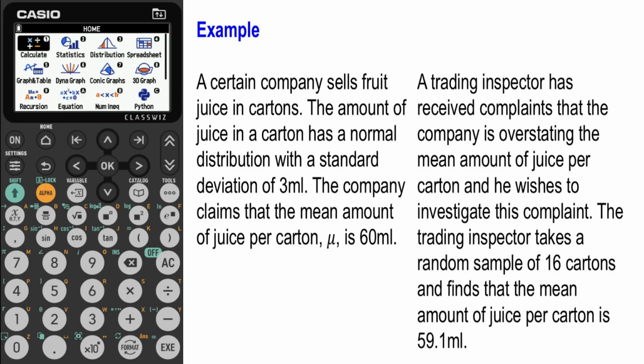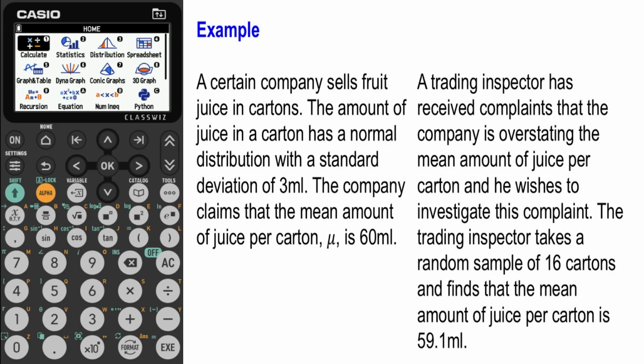A certain company sells fruit juice in cartons. The amount of juice in a carton has a normal distribution with a standard deviation of 3 milliliters. The company claims that the mean amount of juice per carton, mu, is 60 milliliters.